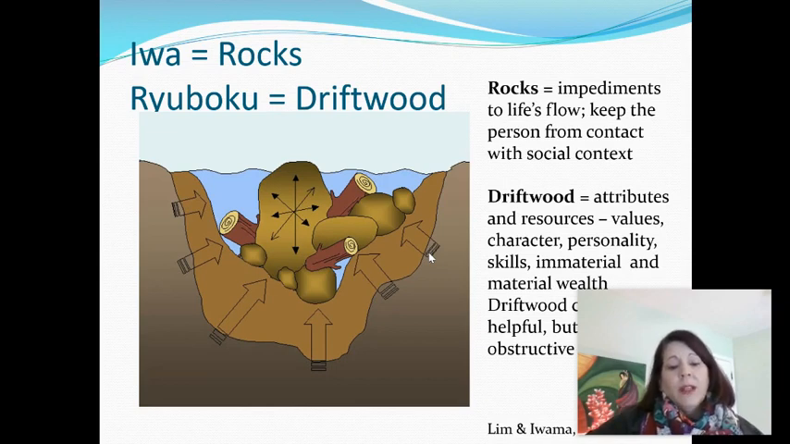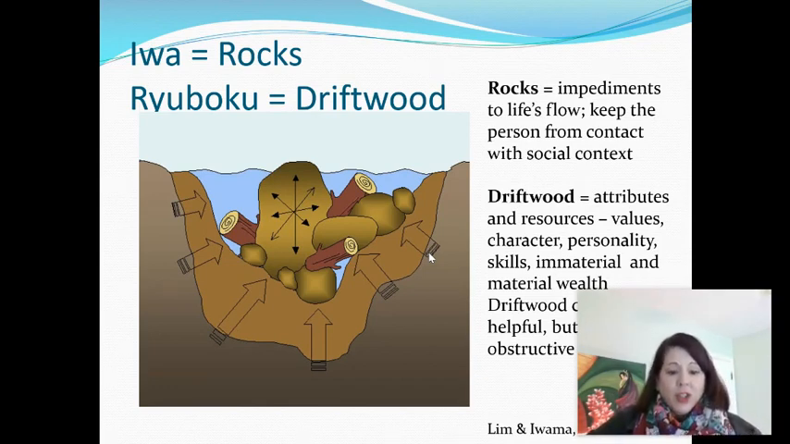Now, driftwood is simply attributes and resources. These can be positive and helpful, or they can also be negative and obstructive. These can include things like what is the person's values, what is their character, what's their personality, what are some of the skills they bring to the table, what's their immaterial and material wealth. Maybe they have immaterial wealth in terms of a vast resource of family and friends who are willing to help them out.